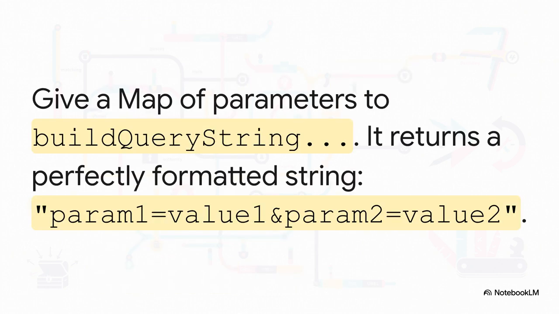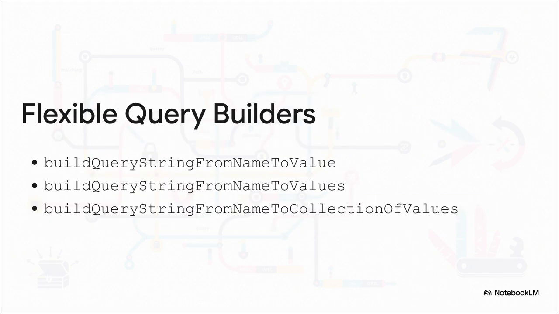And on the flip side, we have the builder methods. Let's say you have all your query parameters neatly stored in a Java map. The build query string methods will take that map and correctly format and encode everything into a valid query string for you. Say goodbye to manual string concatenation and worrying about where the ampersands go. And what's great is how flexible the toolkit is here. It gives you several different builder methods depending on your data structure. So whether you have simple key-value pairs or a key that maps to multiple values like in an array or a collection, there's a specific helper method just waiting to build the exact query string you need.